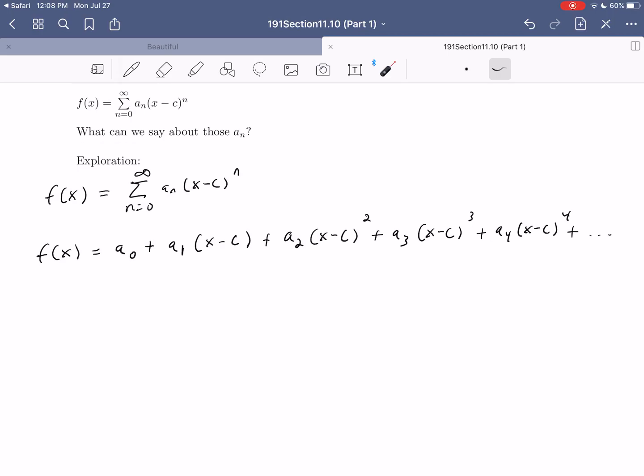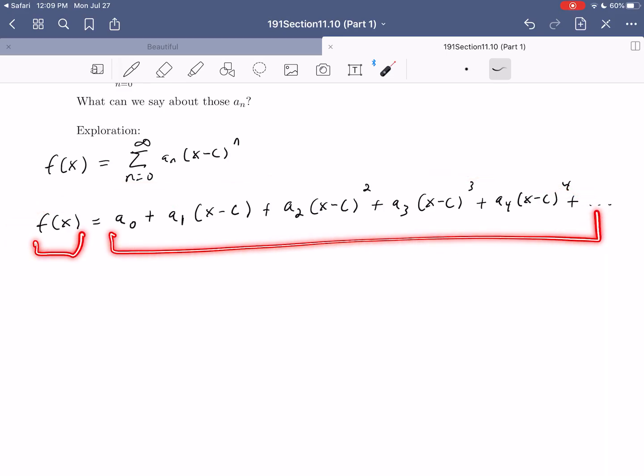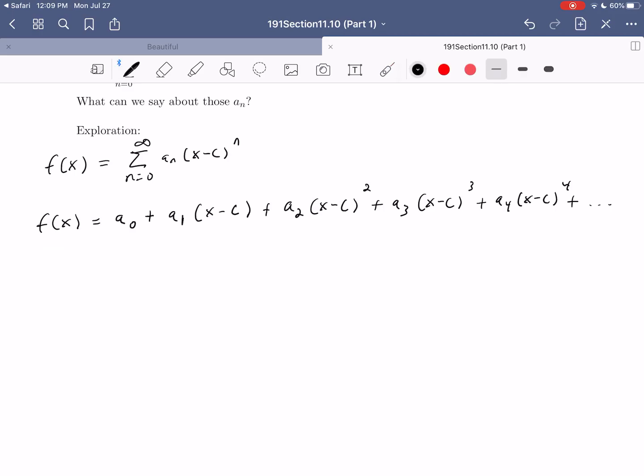All right, now remember, our goal is to learn something about each of these values of the sequence, a sub 0, a sub 1, a sub 2, a sub 3, a sub 4, and so on. The first thing we should notice is that we could learn a little bit about a sub 0 if we could get rid of all these other terms. Notice that all of these have x minus c in them. So let's do an evaluation. Remember, this is a functional equivalence. This function is equal to this infinite polynomial function, so it has to be true at any particular x value we pick.